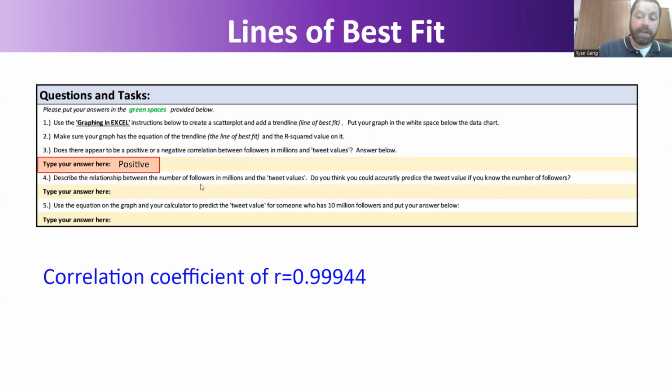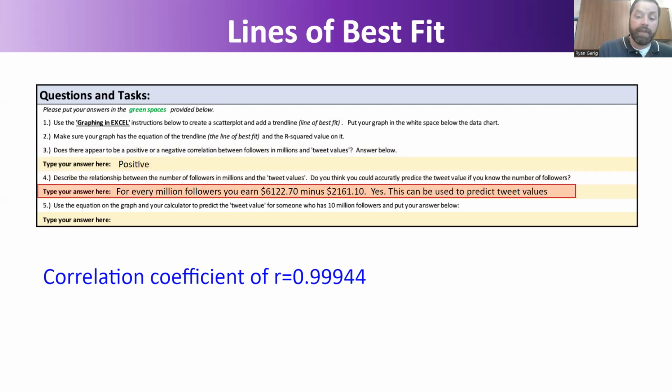Describe the relationship between the number of followers in millions and the tweet values. Do you think they could actually predict the tweet value if you know the number of followers? For every million followers you earn, $6,122.70 minus the $21.61 that you had to pay. Yes, this can be used to predict tweet values. Because the correlation coefficient is so close to 1, that means we can use it. It has a lot of confidence in our equation. That's what that's telling me.